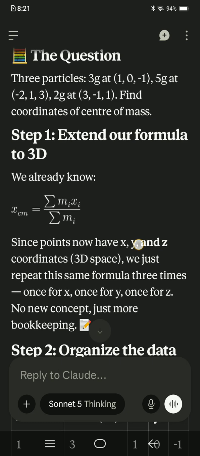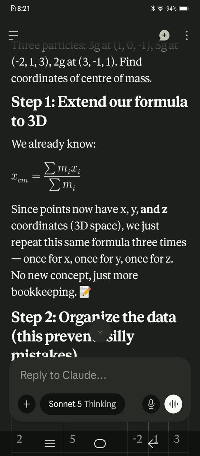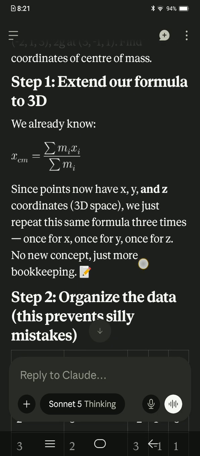5g at this point and 2g at this point. Find the coordinates of the center of mass. Step 1 is to extend the formula to 3D.